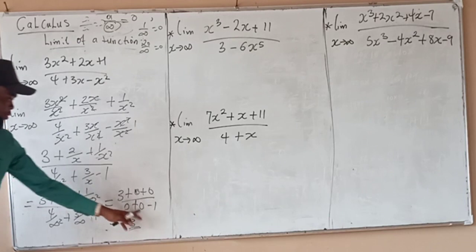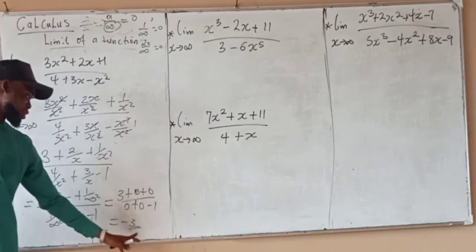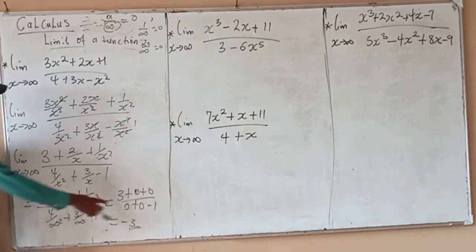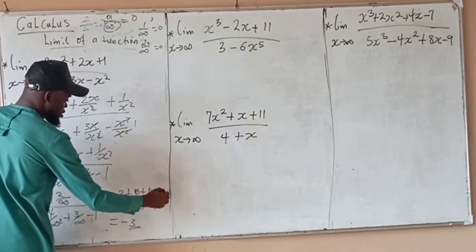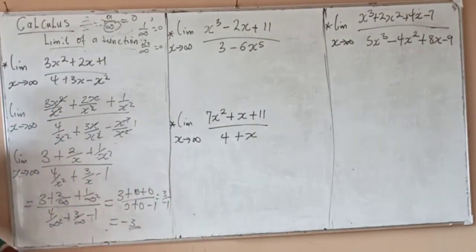This one goes to minus 1. 3 divided by minus 1. These are 0 plus 0 plus 0, plus minus 1, minus 1. This is also 3 over minus 1, which is minus 3. That's what we will have.